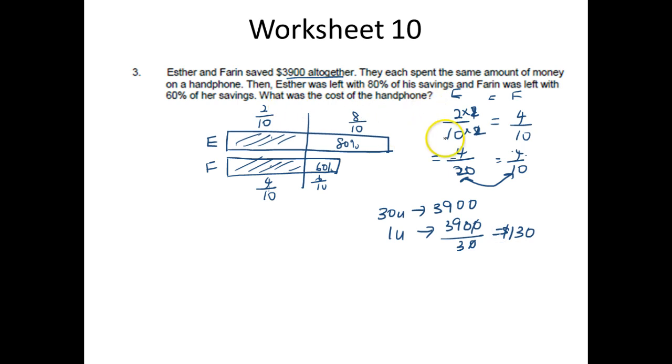What was the cost of the handphone? The cost of the handphone is 4 units. So 4 units is 130 times 4, which is $520. So the cost of the handphone is $520.